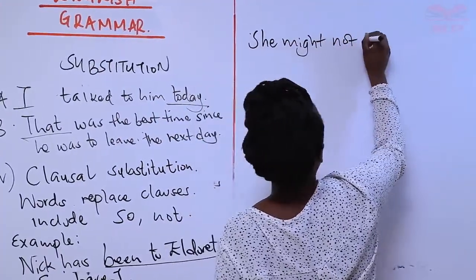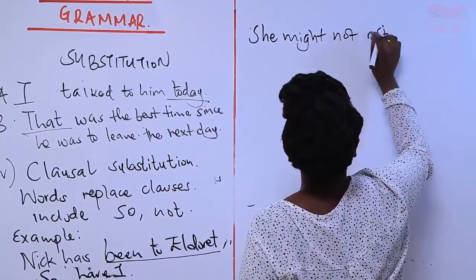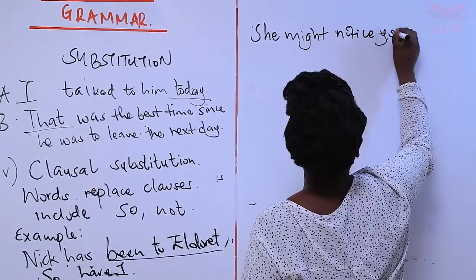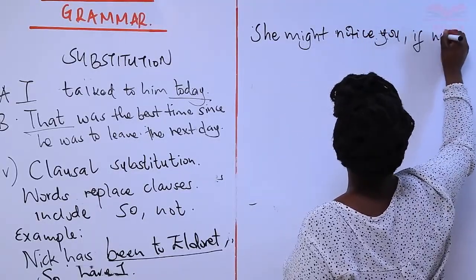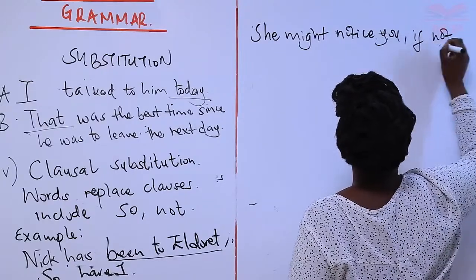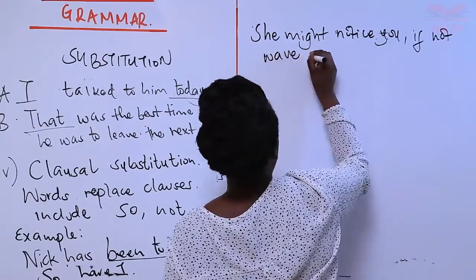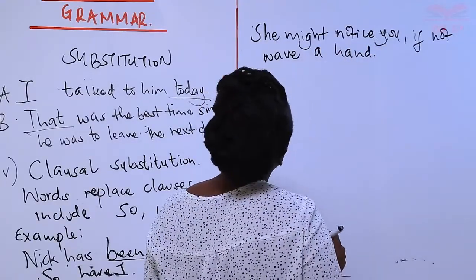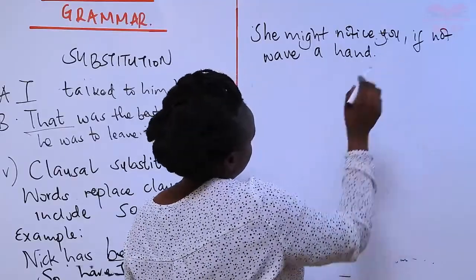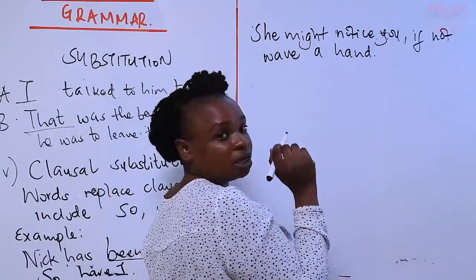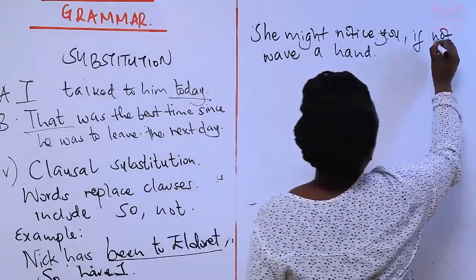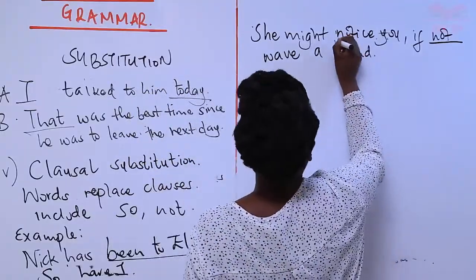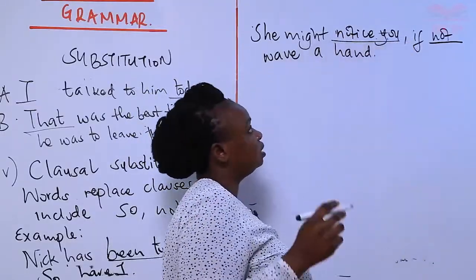She might not notice you if not wave a hand. So she might notice you if not wave a hand. So "not" has been used to replace "notice you". If she does not notice you, wave a hand.